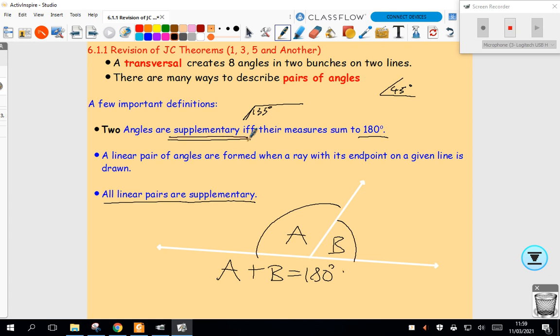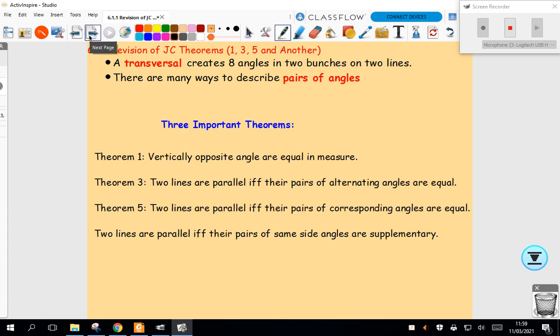So again, a huge part of geometry is about the language. Make sure you know what supplementary angles are. Make sure you know what a linear pair of angles are. They form a straight angle. Three important theorems we're going to look at. Theorem 1 from junior cert said vertically opposite angles are equal in measure. So if I draw a pair of lines, that angle is going to be equal in measure to that. Also, this angle is going to be equal to that. And there's a very simple proof. I'm not going to go through the proofs in this class, but there is a proof.